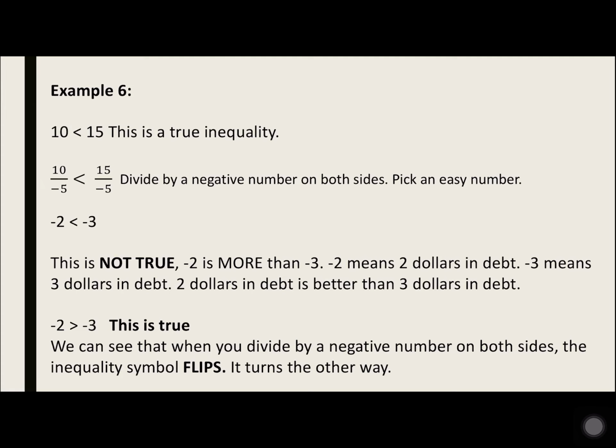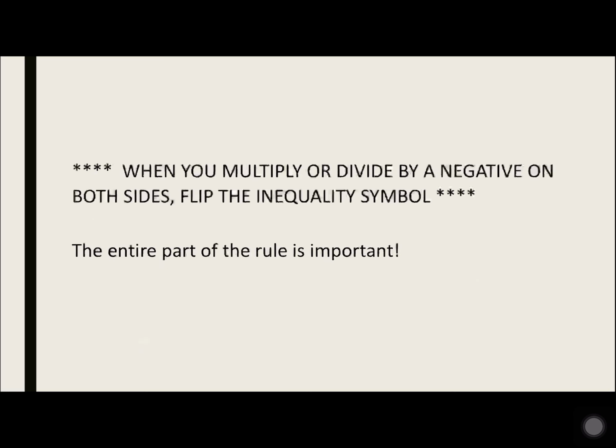Negative 2 means $2 in debt. Negative 3 means $3 in debt. $2 in debt is better than $3 in debt. Negative 2 is greater than negative 3. We can see that when you divide by a negative number on both sides, the inequality symbol flips. It turns the other way. When you multiply or divide by a negative on both sides, flip the inequality symbol. The entire part of the rule is important.